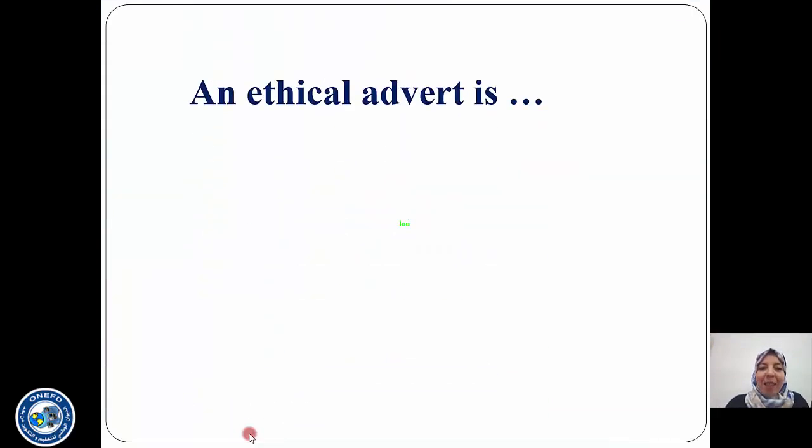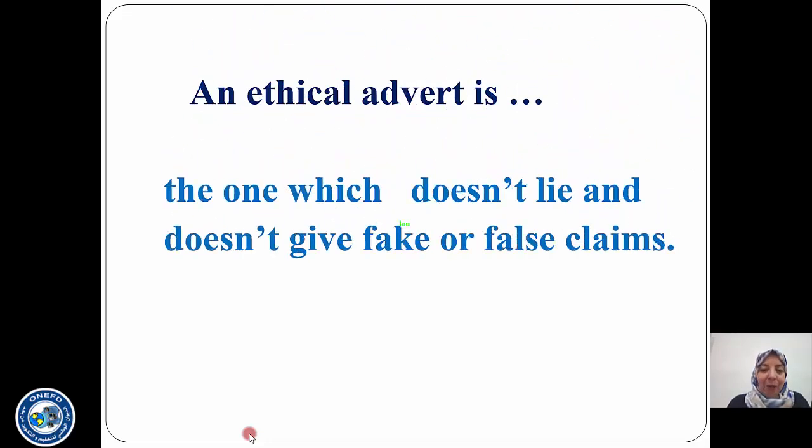So, what is this ethical advert, according to the video? Of course you can use your own words. You're not obliged to use the words given or used in the video. It is the one which doesn't lie, which says the truth, and one that doesn't give fake or false claims, something that does not give negative claims also. So it shouldn't incite people to do negative things. And at the same time, which is more important, it is to say the truth.